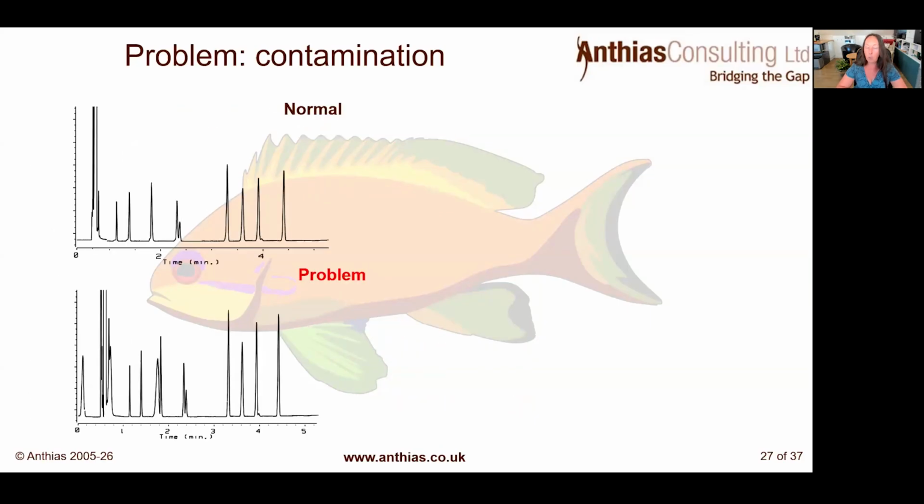And then our final one here, again looking at the bottom chromatogram, what we can see is we've got extra peaks. But not only do we have some extra peaks, they are also broader peaks. And the first peak in there is actually coming out before our solvent peak. So that's within our void time.